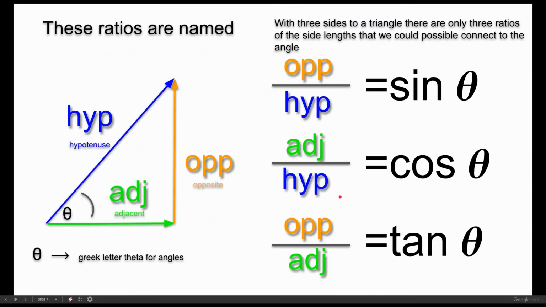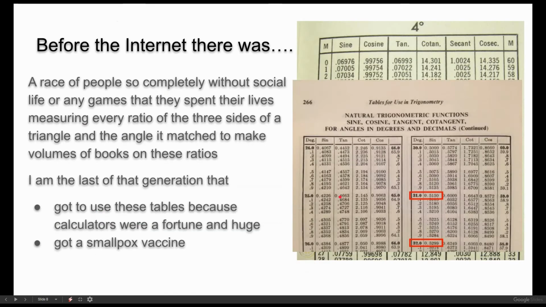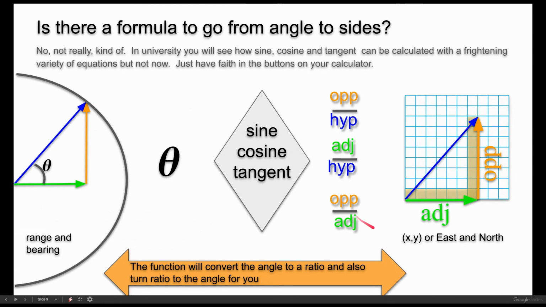So yeah, these ratios, somebody calculated them all. And if there's ever the loss of our technological society, people are going to go running back for these tables. So instead, we can trust our calculator.